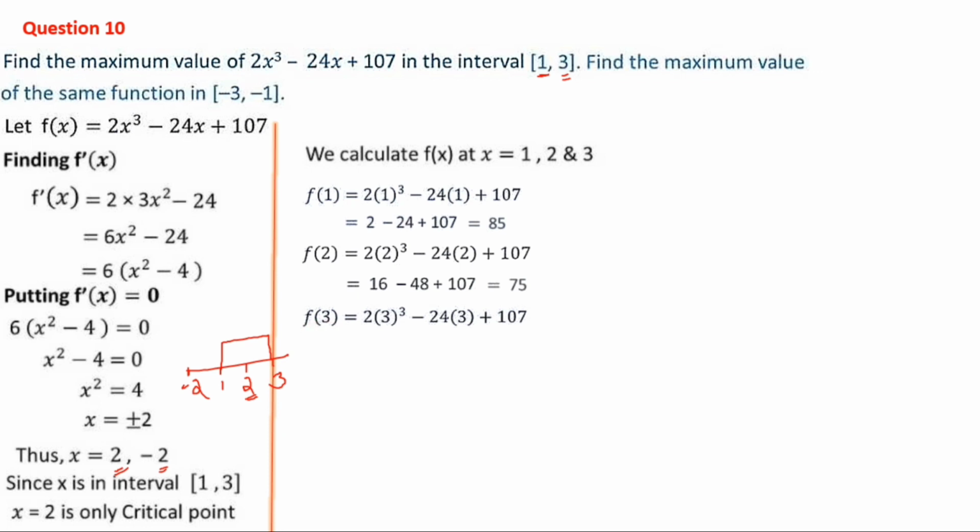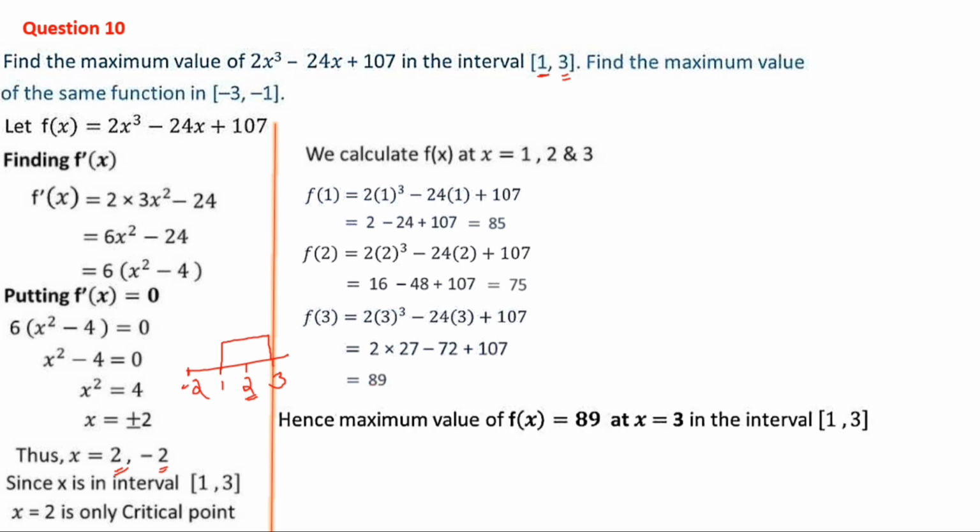Next is f of 3, replace x with 3. So 2 times 3 cubed minus 24 times 3 plus 107. 3 cubed is 27, so 2 times 27 minus 24 times 3, which is 72, plus 107. We will be getting the answer as 89.